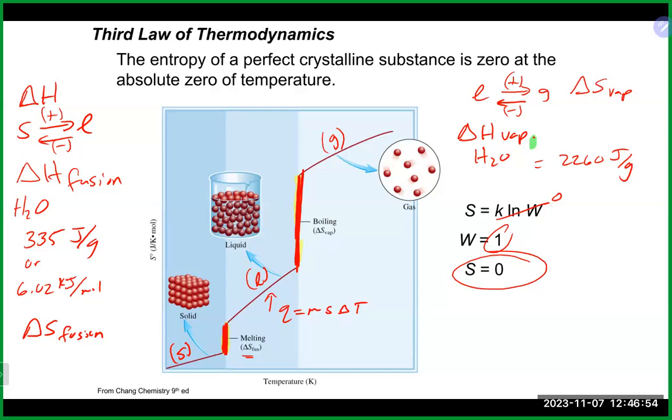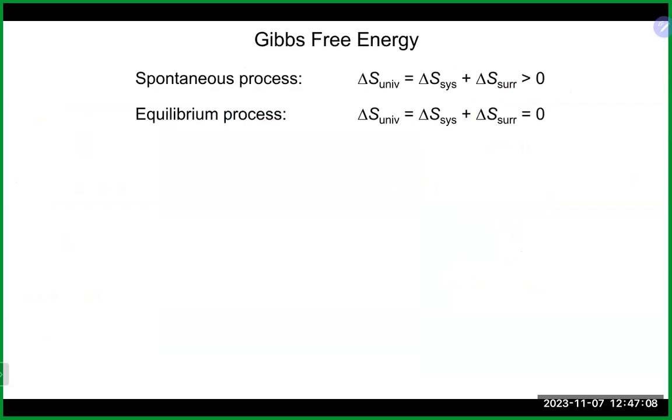So that delta S for vaporization or fusion works the same way in terms of sign. Depending on which way you're going in that transition, you'll get a positive or a negative value as you go through it. Any questions on that stuff there? All right.